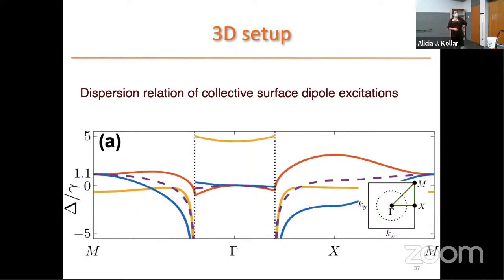So the second is the band diagram. Why do we look at the band diagram of that? So this is the typical band diagram of a square lattice.